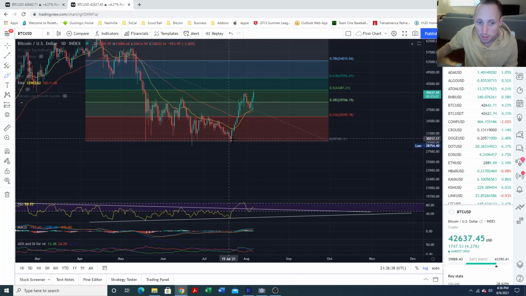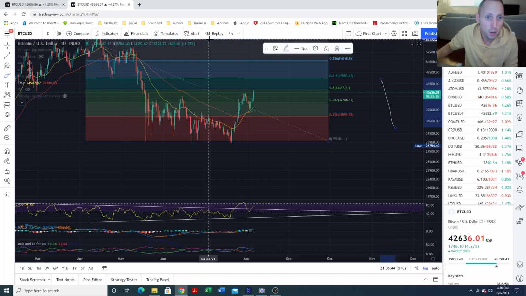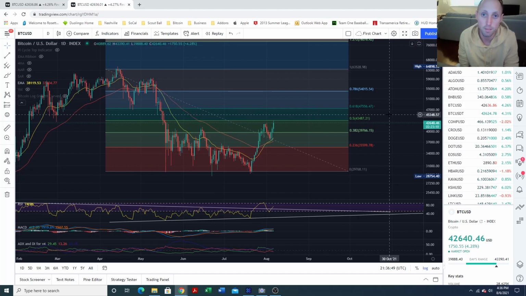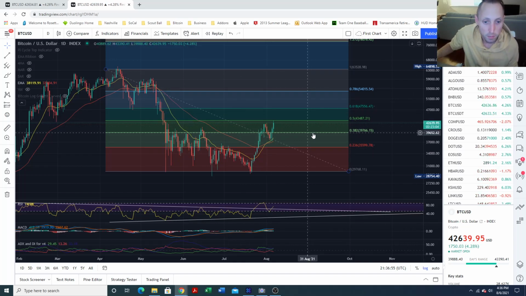Now, this could have been the bottom right here. Personally, I'm waiting for just more confirmation before I dive back in and invest more of the money that I have sitting on the sidelines. The second indicator for me that I'm looking at is Fibonacci levels.